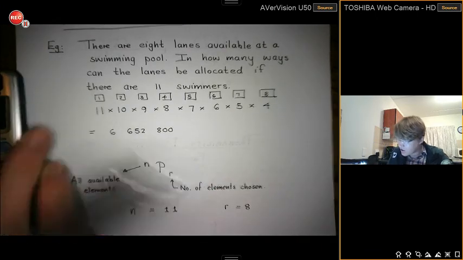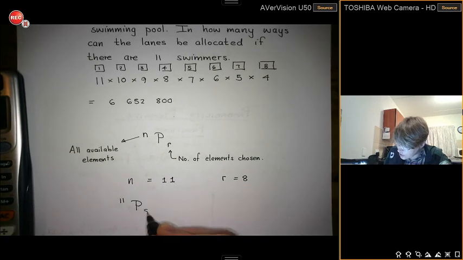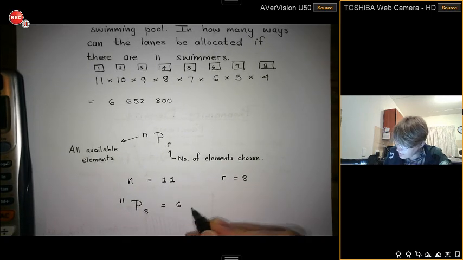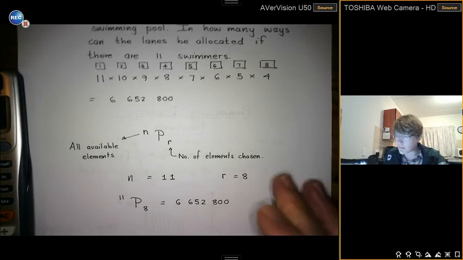So I can immediately just go and say 11 permutation 8 is equal to that 6,652,800. There we go.